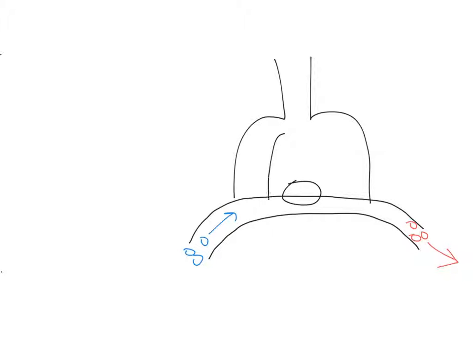We will have oxygen diffusing from the alveolus to the capillary, and we have carbon dioxide diffusing from the capillary to the alveolus.